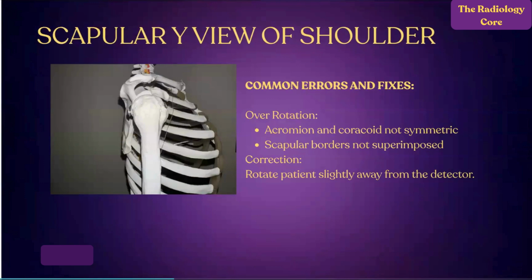If you rotate the patient up too much, then the acromion and the coracoid are not symmetrical and the scapular borders are not superimposed. So you'll end up seeing more of the lateral border of the scapula and the posterior aspect of the scapula. And in order to fix that, you're going to rotate the patient slightly away from the detector. In this position, you may also see the proximal humerus over the rib area. That's usually a good indication that you've rotated the patient up too much.